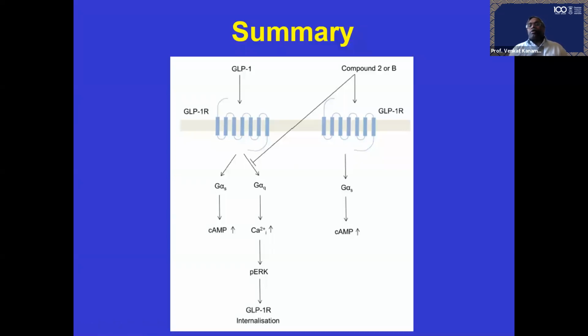Therefore, what we are trying to say is that these compounds are probably better than GLP-1 for several reasons. Compound 2 and B can be taken orally, and probably cost-wise they are also cheaper, because GLP-1 is a peptide. It is very expensive. I think it costs about 2,000 to 3,000 pounds per year to take this treatment, whereas if compound 2 and B come into the market, they probably cost a fraction of that.